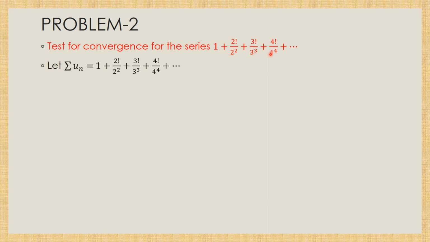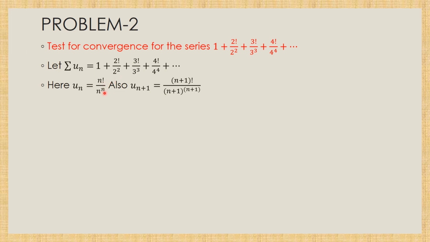Problem 2. Test for convergence of the series 1 plus 2 factorial by 2 square plus 3 factorial by 3 cube plus 4 factorial by 4 power 4, etc. What will be the nth term of this series? Clearly n factorial divided by n power n. So for sigma un, un is written as n factorial by n power n.